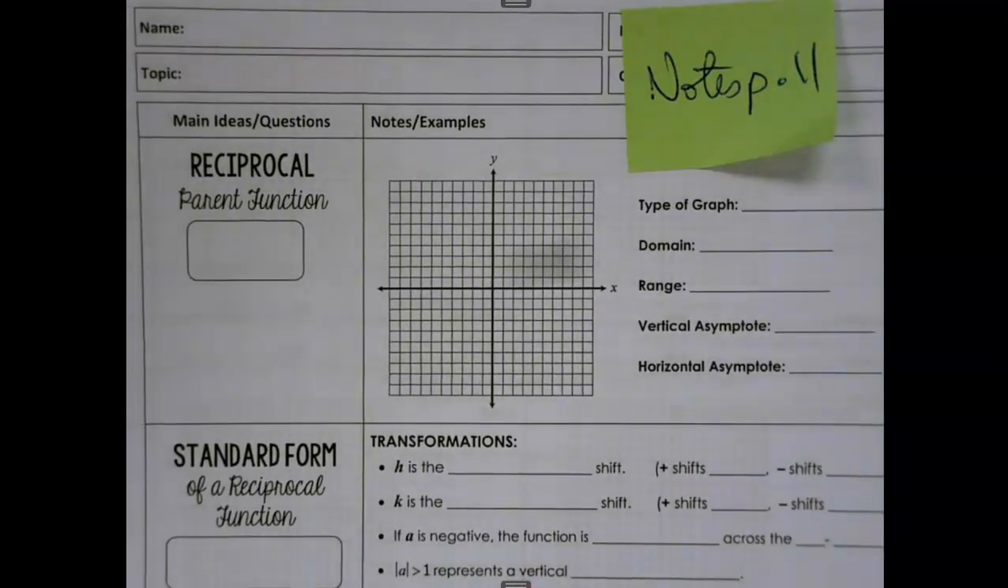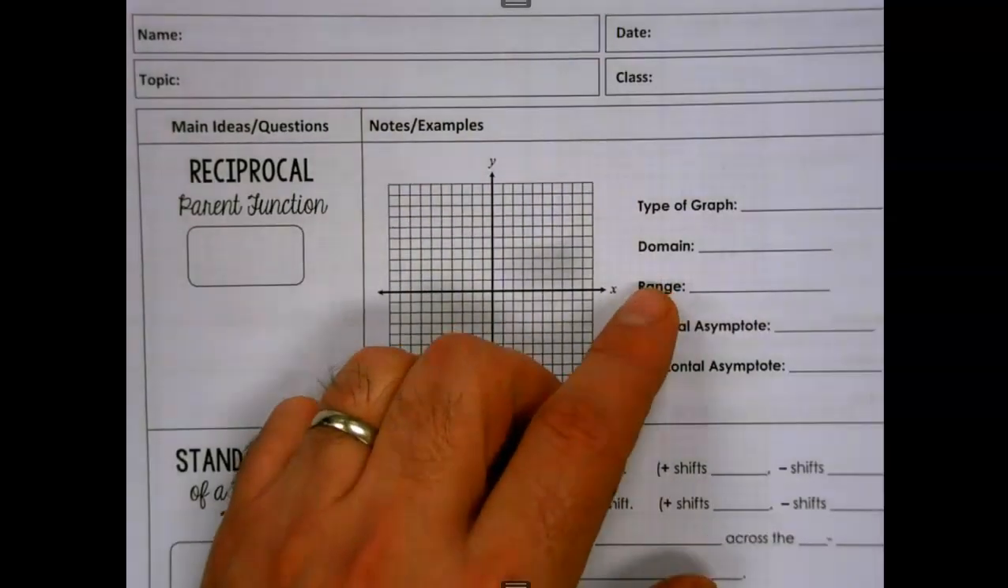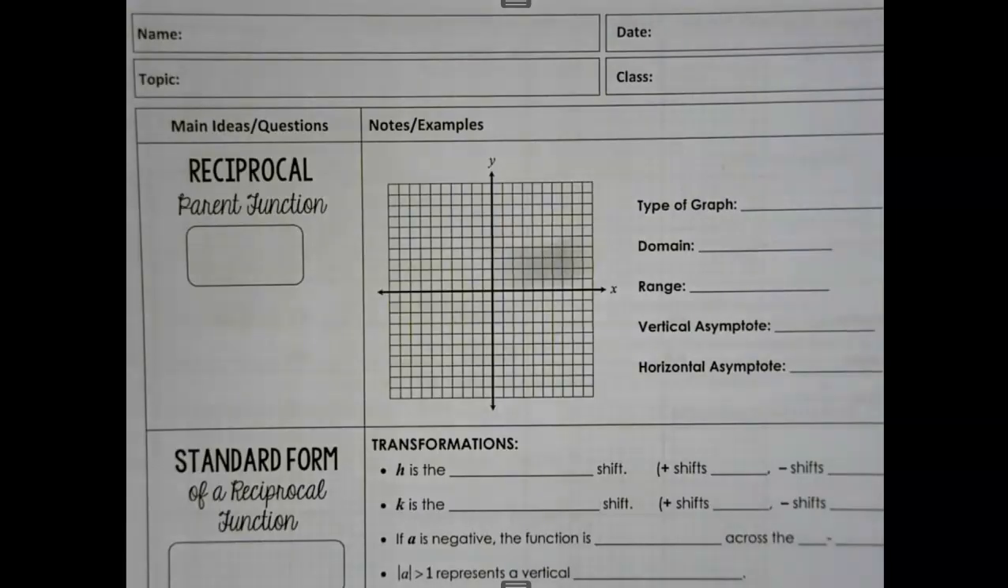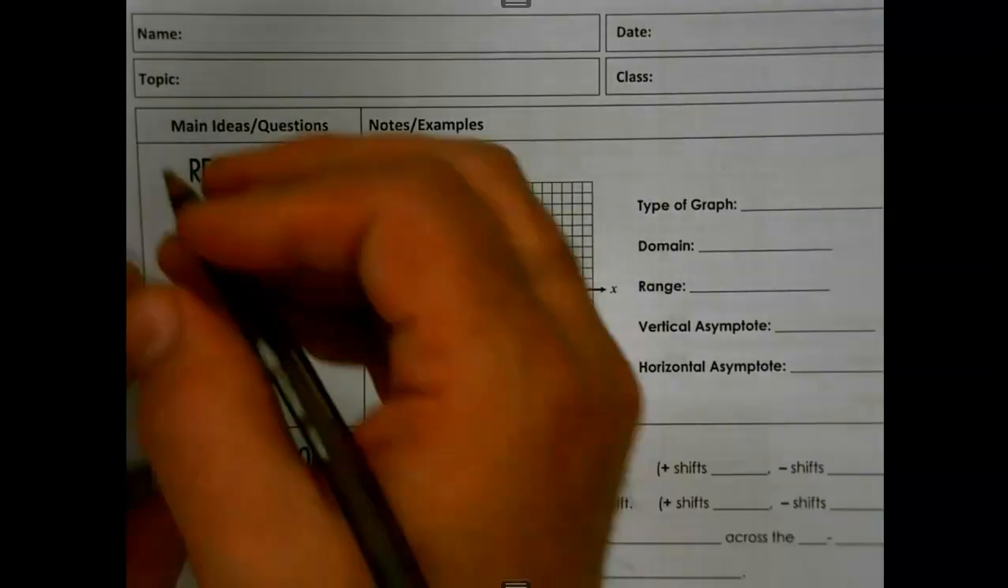We've graphed a lot of stuff this year. We've done, let's see, parabolas, square root functions, cubics. What am I forgetting? Probably more stuff. I'm not even thinking about them. So these today are going to be called reciprocal functions. So here's how this works.